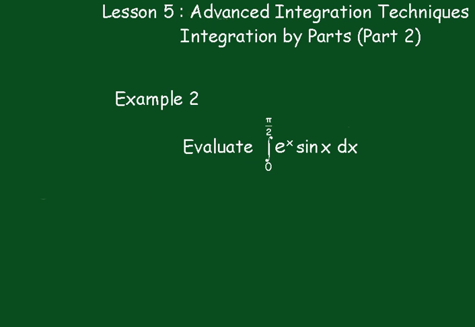Example 2, evaluate the integral between the limits of pi upon 2 and 0 of e to the x sin x dx. So writing out the rule, we have the integral of u dv equals uv minus the integral of v du. So this time I'm going to let u equals sin x and dv equals e to the x dx. Now you could have done either way, but I prefer using e to the x because integrating this is quite simple. Well, so is the other, I guess, but you're avoiding a negative sign.